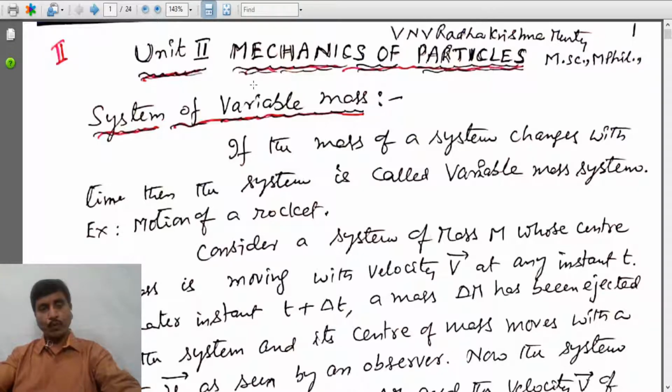Conservation of Angular Momentum, Conservation of Energy, Collisions, two-dimensional and three-dimensional collisions, impact parameter, scattering cross section, Rutherford scattering cross section, Rutherford scattering formula, derivation, etc.